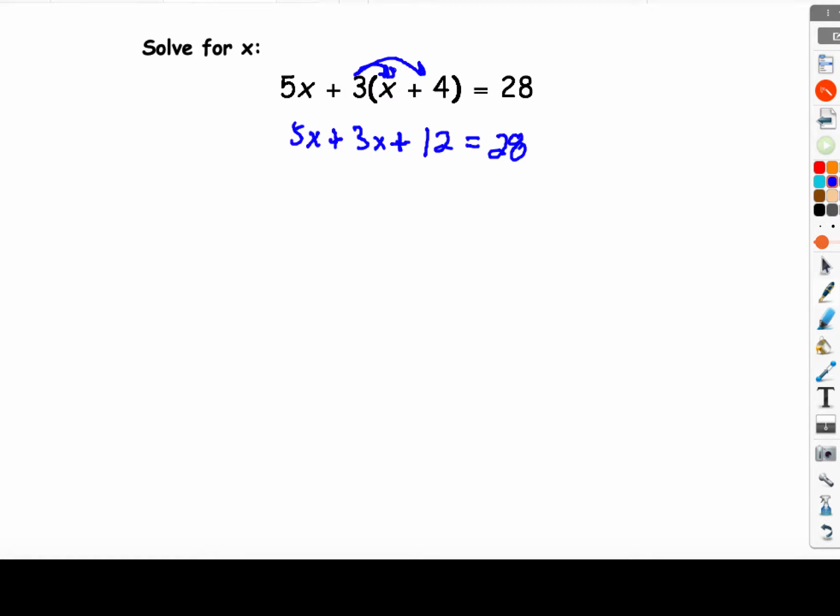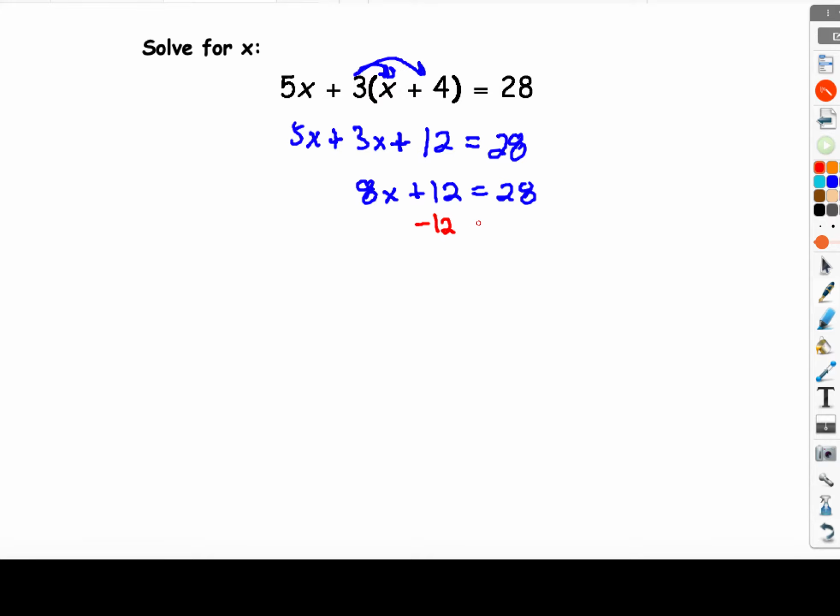Now I can add some like terms. I've got that 5x plus 3x, which would be 8x. And notice how I'm just going to keep rewriting everything else. I want to make sure I write full statements every time. I want to write the whole statement out so that when I'm ready to start solving, I can decide: okay, the last thing happening on the left is plus 12. Well, let's go ahead and get rid of adding 12. I need to subtract 12.